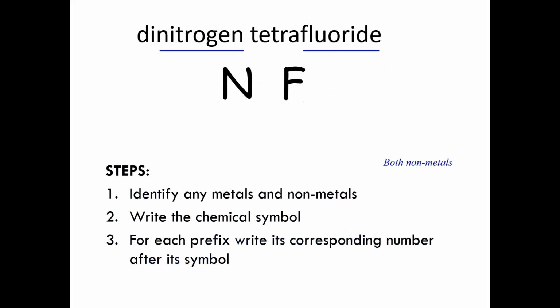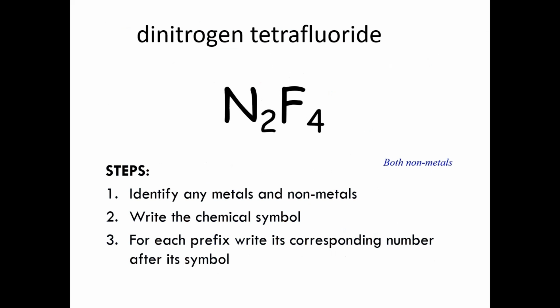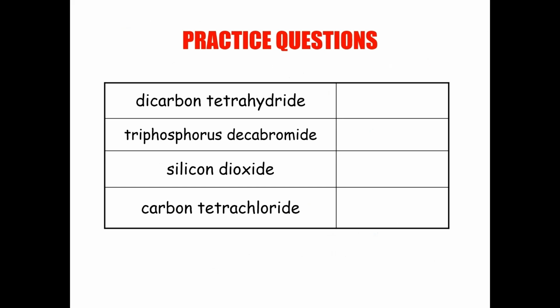And the last step, for each prefix, write its corresponding number after its symbol. And so di for nitrogen indicates that I have 2 nitrogen, and tetra indicates that I have 4 fluorine, giving me the chemical formula N2F4, dinitrogen tetrafluoride.